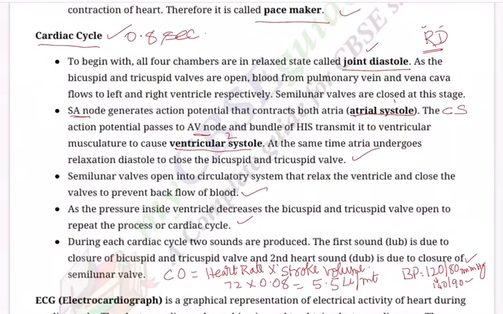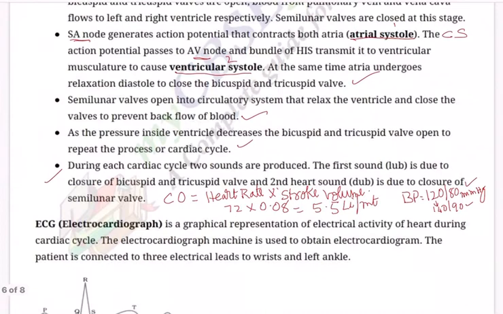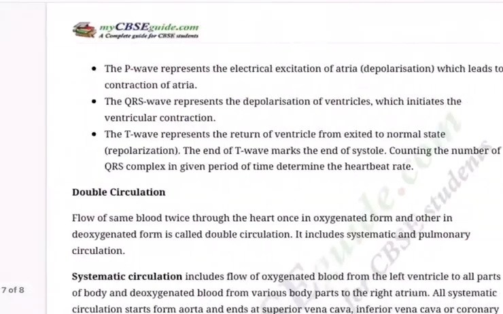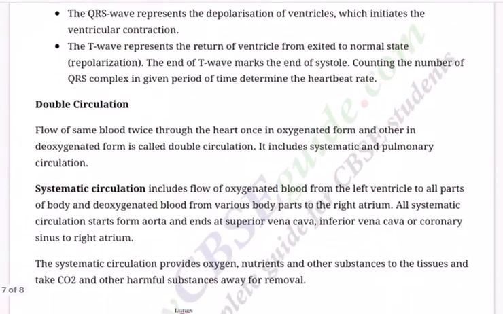During each cardiac cycle, two sounds are produced. The first sound, lub, is due to closure of bicuspid and tricuspid valve, and second heart sound, dub, is due to closure of semilunar valves. That's why we hear lub dub sound.